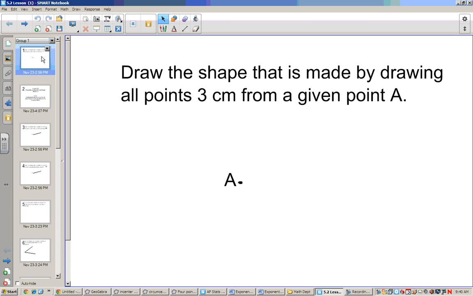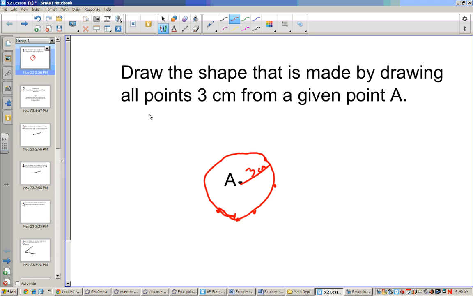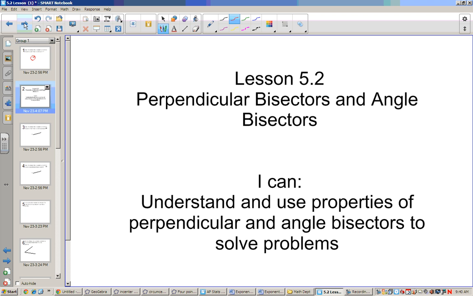Now, if we first start with this problem, it says draw the shape that is made by drawing all the points 3 centimeters from a given point. We're just going to sketch it because I don't have a ruler here. If I go out 3 centimeters here, it would look like this. If I just keep going around and doing all the points that are 3 centimeters away, what it will look like in the end is a circle. That's a pretty bad circle, but my radius is going to be 3 centimeters. That would be the shape that's made from drawing all the points that are 3 centimeters from point A.